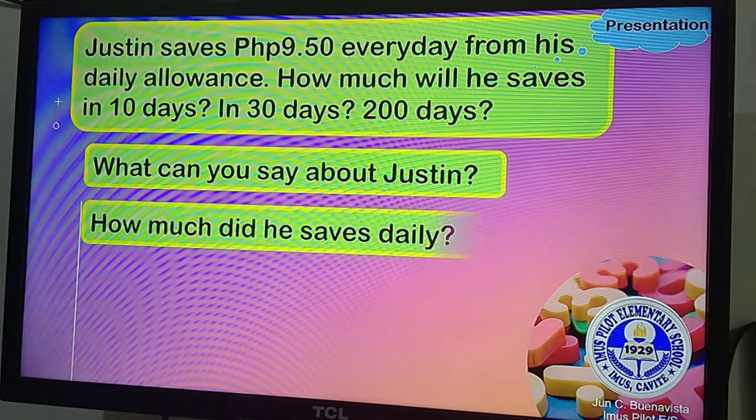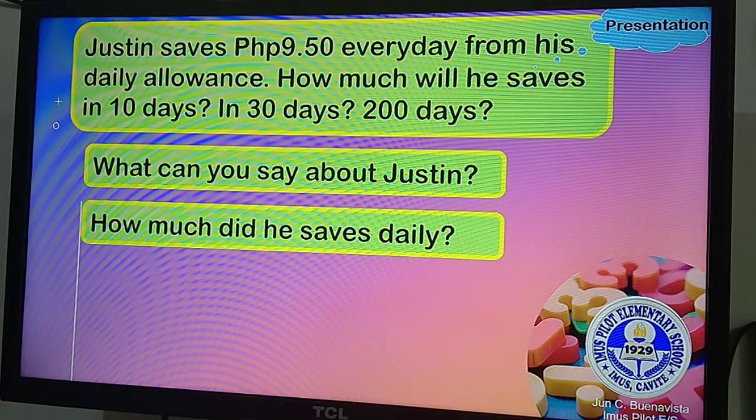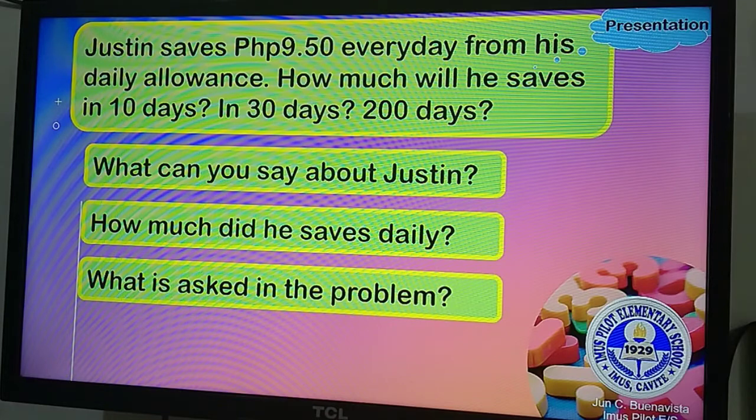Now, how much did he save daily? Magkano ba ang sinisave ni Justin araw-araw? Ang sinisave ni Justin is 9 pesos and 50 centavos. Then, what is asked in the problem? The problem asks the amount he saved for 10 days, 30 days, and 200 days. Aalamin natin kung magkano ang kanyang na-save pagdating ng 10 days, pagdating ng 30 days, at pagdating ng 200 days.